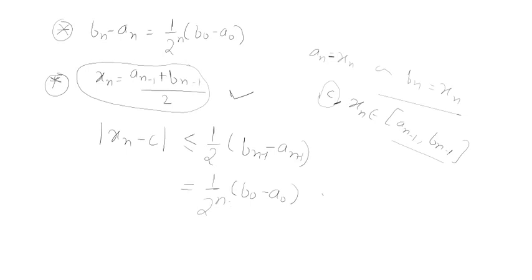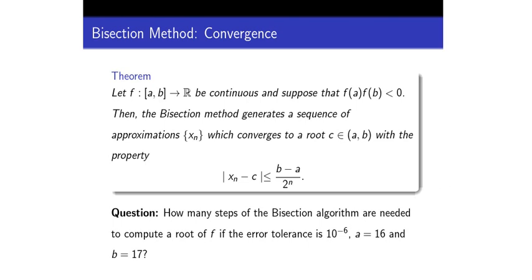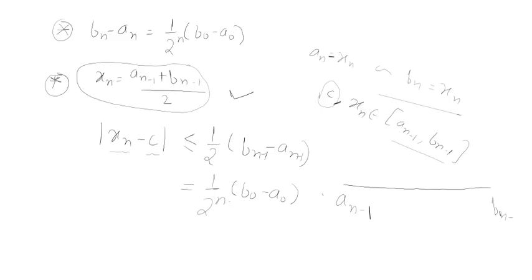Now it is very much clear that, taking large enough n, you can show that mod of x_n minus c, the difference between the approximate root and the exact root, is not going to be more than half of the length of the interval a_{n-1} to b_{n-1}. That is very easy to see. If this is the interval a_{n-1} to b_{n-1}, and x_n is here, then c lies either on this side or that side.